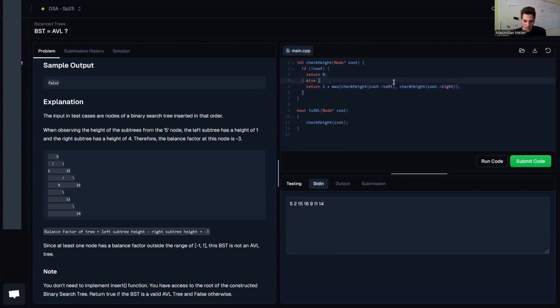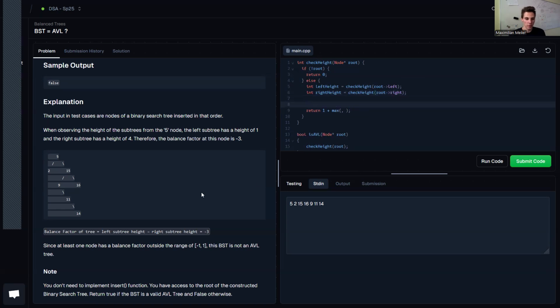And the way that we do that, we're already getting the heights. So remember, this function will return the height. We're already getting the heights of the left and right subtrees. So let's actually store those. So int left height equals this call to the root's left subtree. And then we'll store a right height equals check height right. So we have the two heights.